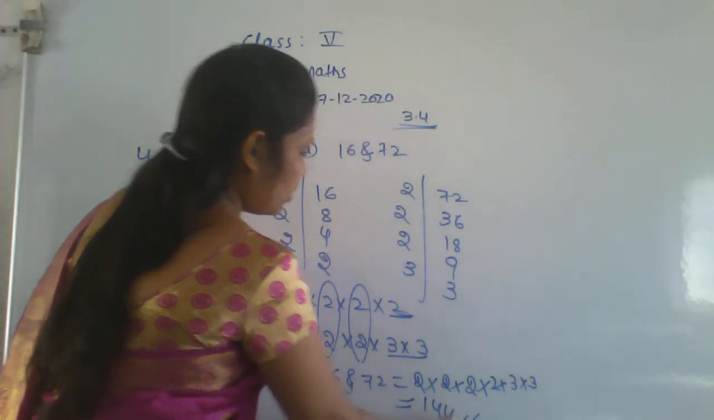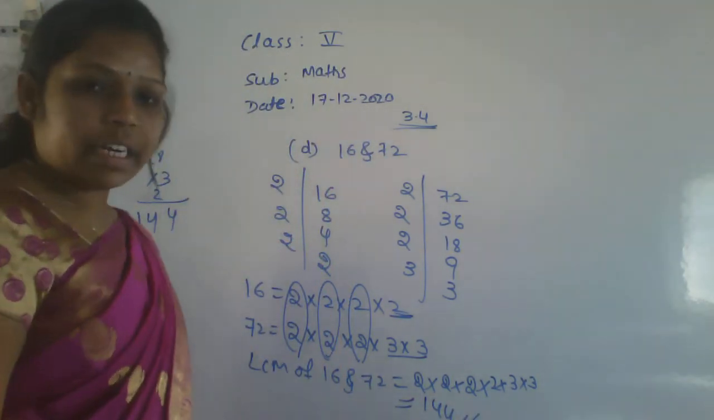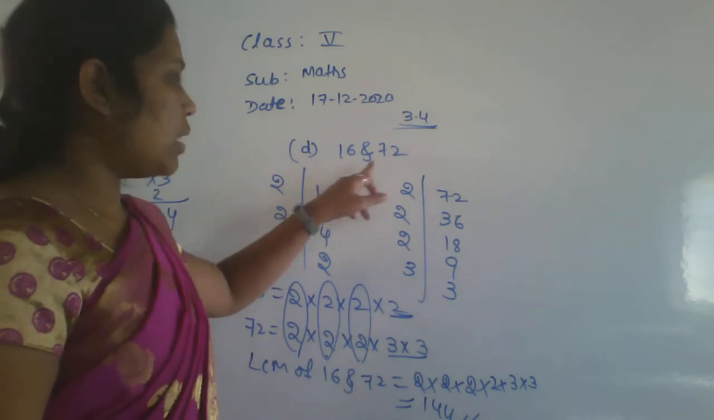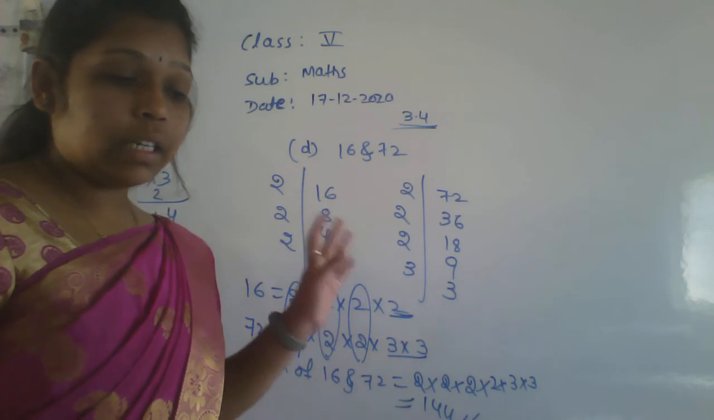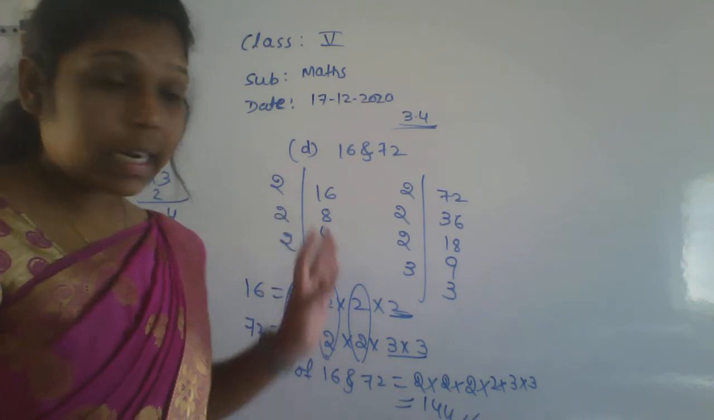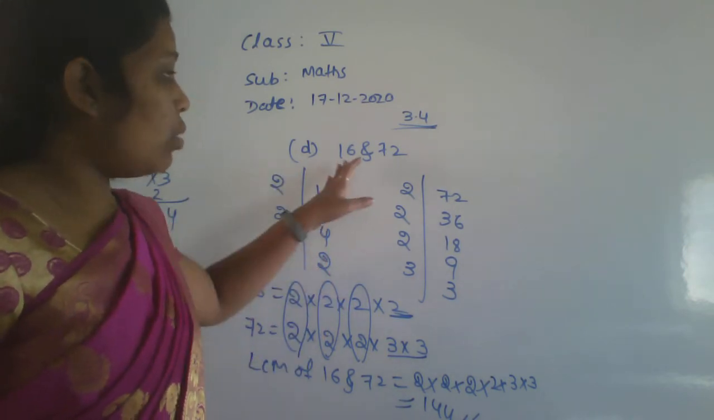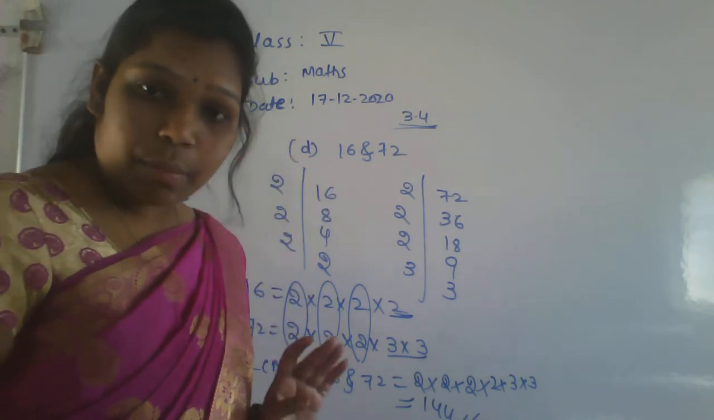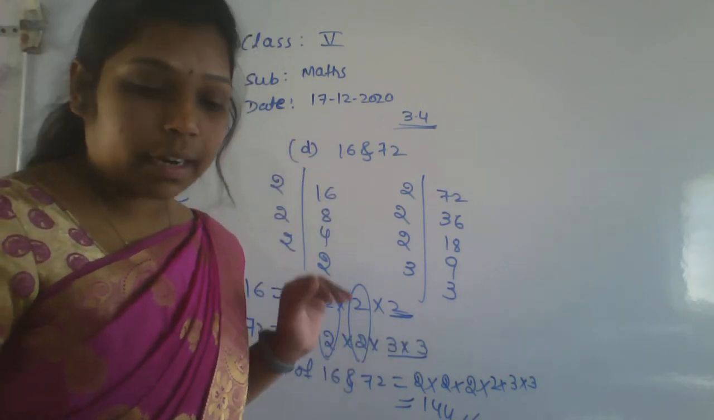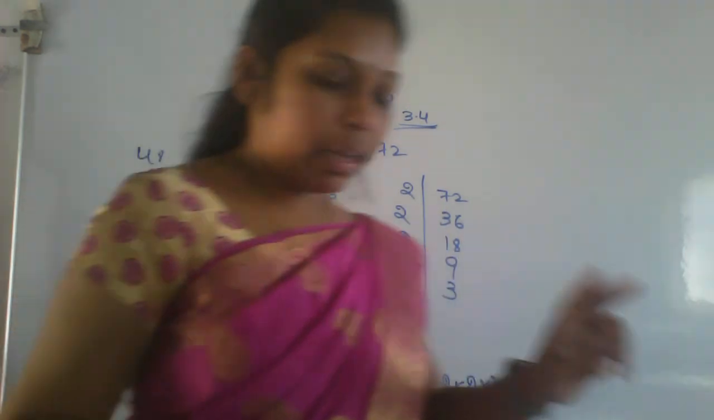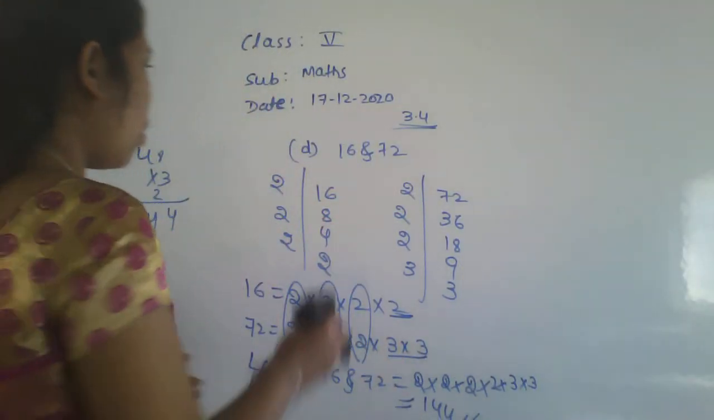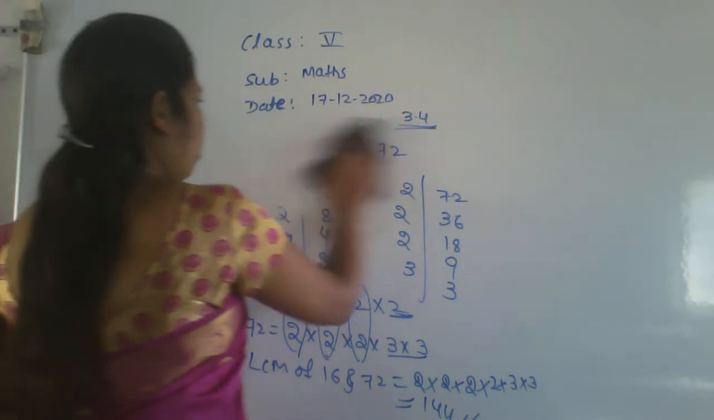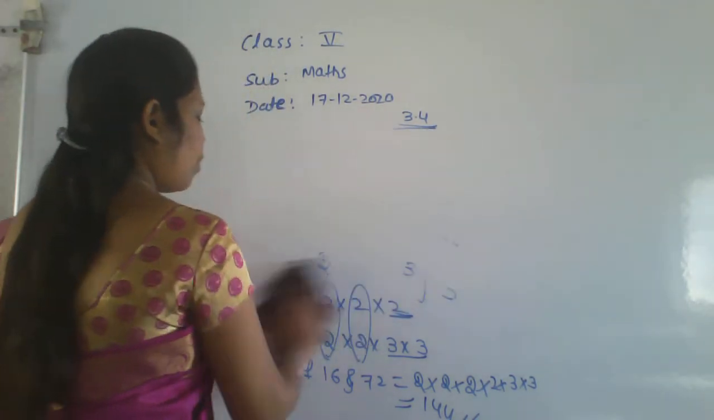Okay, so what is the LCM of 16 and 72? The LCM of 16 and 72 is 144. Using the prime factorization method we found the LCM of the given numbers. The first method is completed. Now go for the second method: find the LCM by the common division method. Okay, you have to use the common division method and find the LCM.